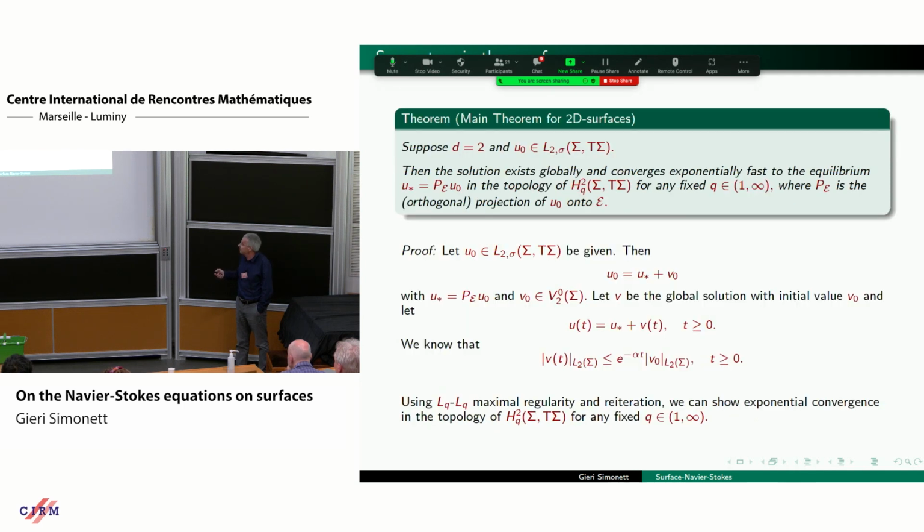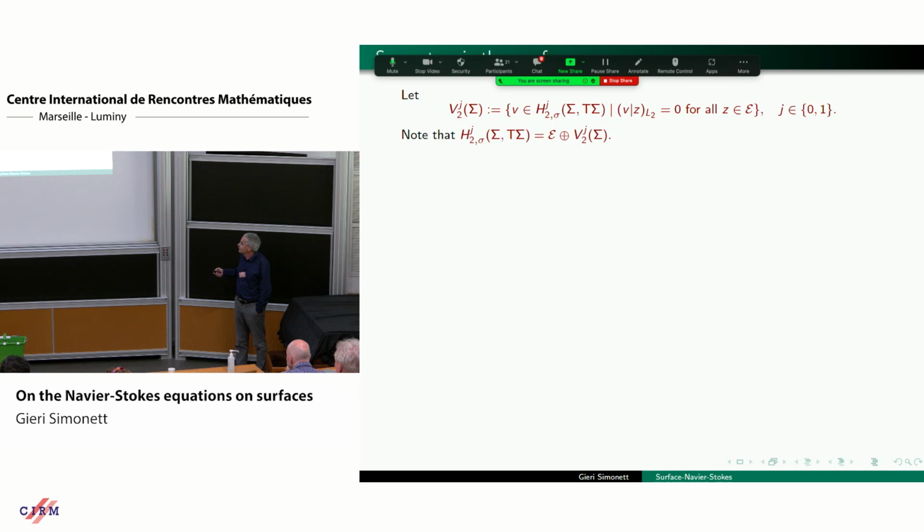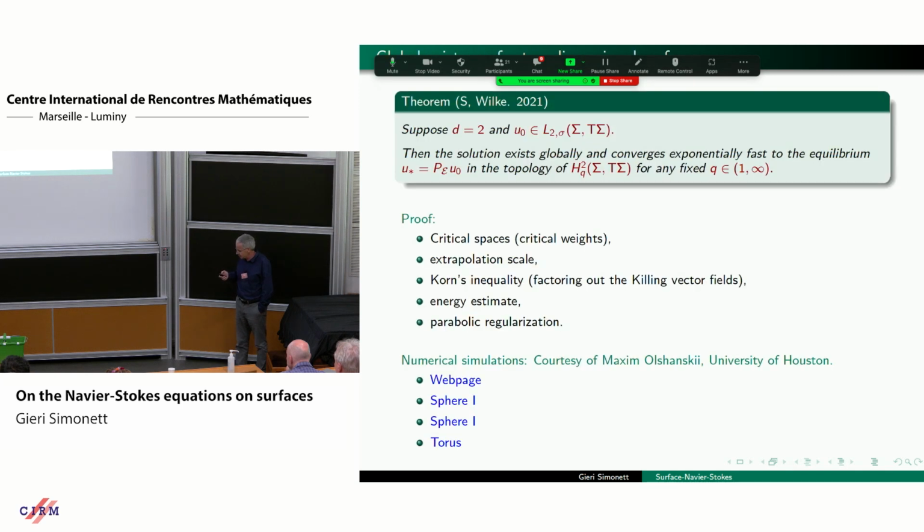So at the beginning, it's like a cartoon: you start with an initial value, you decompose it into something that is perpendicular and something that is in equilibrium, and you solve it. You have to be a little bit careful, because here it seems you are just adding solutions, but this is a nonlinear equation, so you have to linearize the equation and still show that things go right. Now we'll go back and show you simulations here.